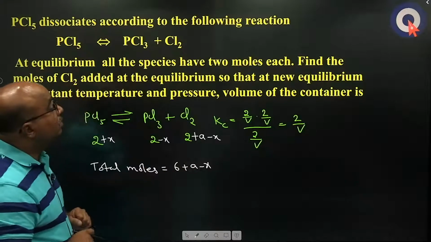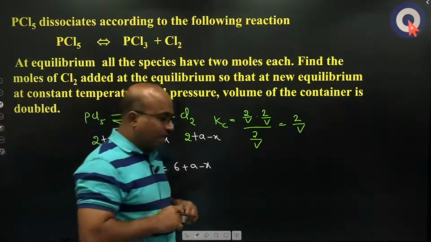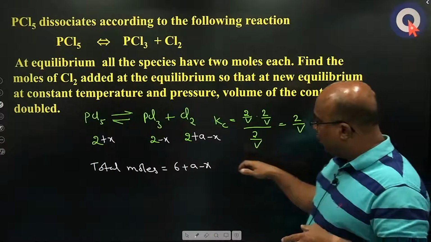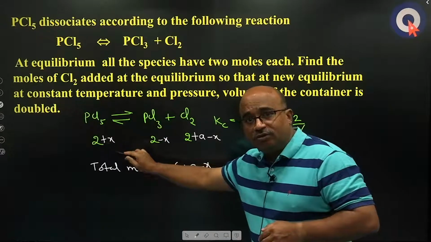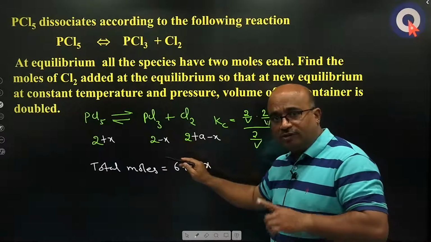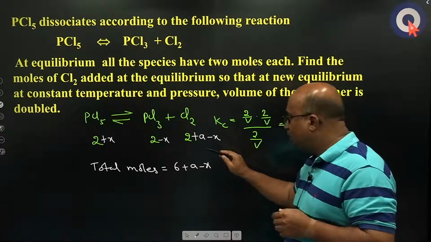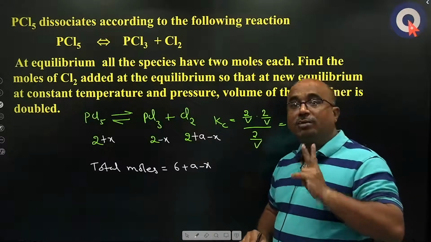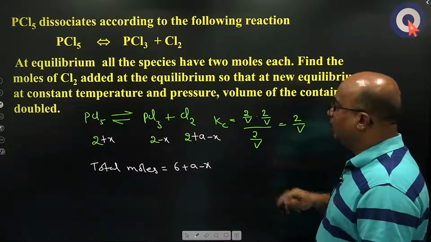Now, what is given as a hint? Because we can't determine the X value from here. Even if you take the volume as 2V, the concentration should become 2 plus X by 2V, and the other concentration should become 2 minus X by 2V, because he said the volume doubles. It is 2 plus A minus X by 2V. If you substitute in this, you have two variables. So try to minimize the variables. That is the main important thing. So there is one twist.